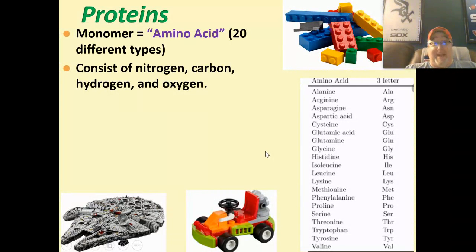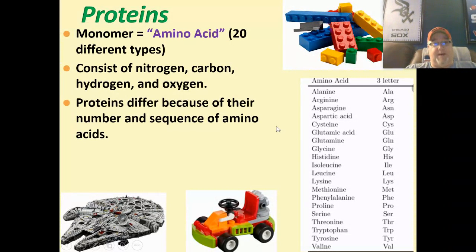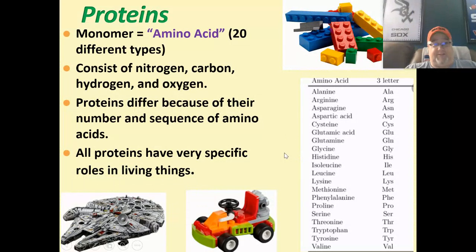Now, amino acids have nitrogen in them, in addition to carbon, hydrogen and oxygen. So that's one big difference between proteins and some of the other things that we've talked about before. But again, one difference between one protein and the next is just, what are the amino acids making up the protein? How many of them are there? For example, the Millennium Falcon is made up of a heck of a lot more Lego bricks than this little car is, maybe even some different types of Lego bricks. So proteins are the same. This protein here is made up of some different amino acids than this protein is. All right, so hopefully we understand that.